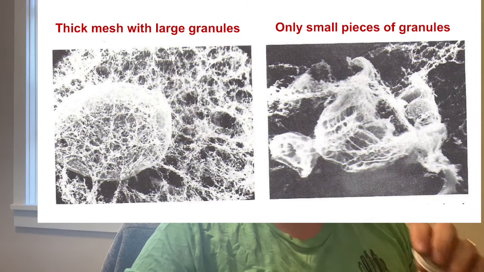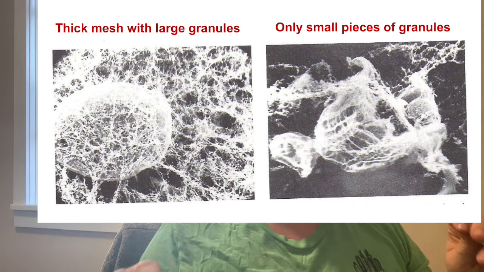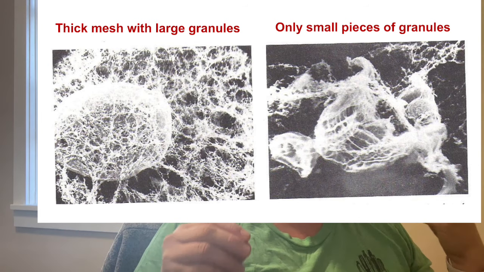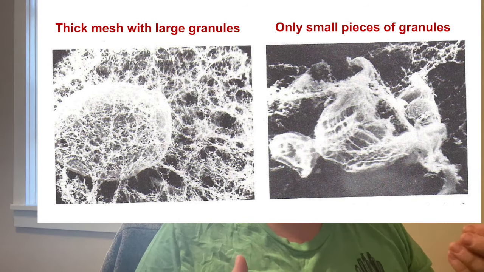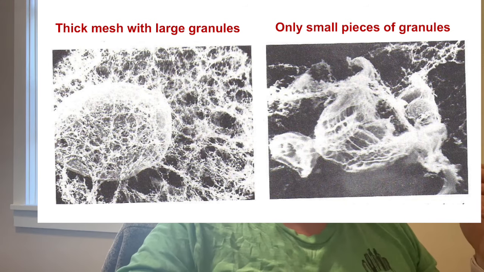Now, you have to be careful not to overdo it because we want this thick mesh with these large granules. If you overcook them, what ends up happening is you destroy the sponges. So these starch molecules fully gelate, and as they do, they break down, and then you only have small granules, and your sauce actually becomes thinned out again.